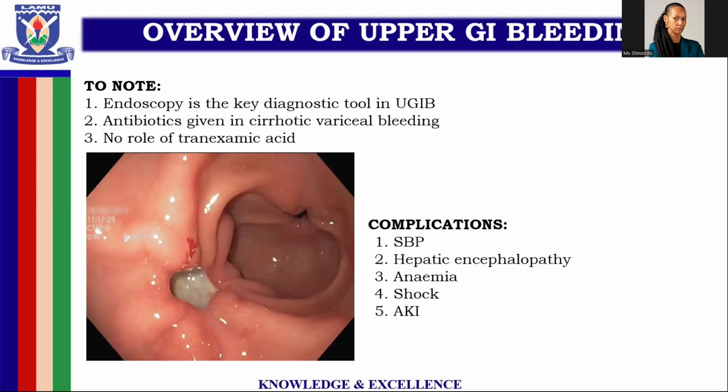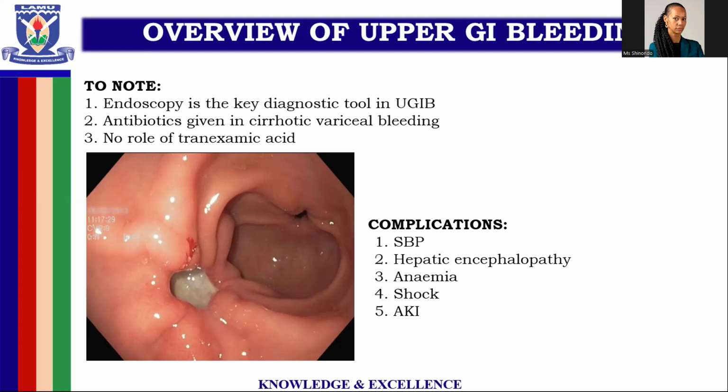Moving on to the management. Generally, the way we manage this particular patient is the general approach to a patient who presents with bleeding. However, in the case where a patient presents with cirrhotic variceal bleeding, that is to say, variceal bleeding from portal hypertension as a result of liver cirrhosis, then we would want to consider giving that patient prophylactic antibiotics, so as to avoid bacterial infections such as spontaneous bacterial peritonitis. And then there is equally no role of tranexamic acid in the arrest of upper GI bleeding.